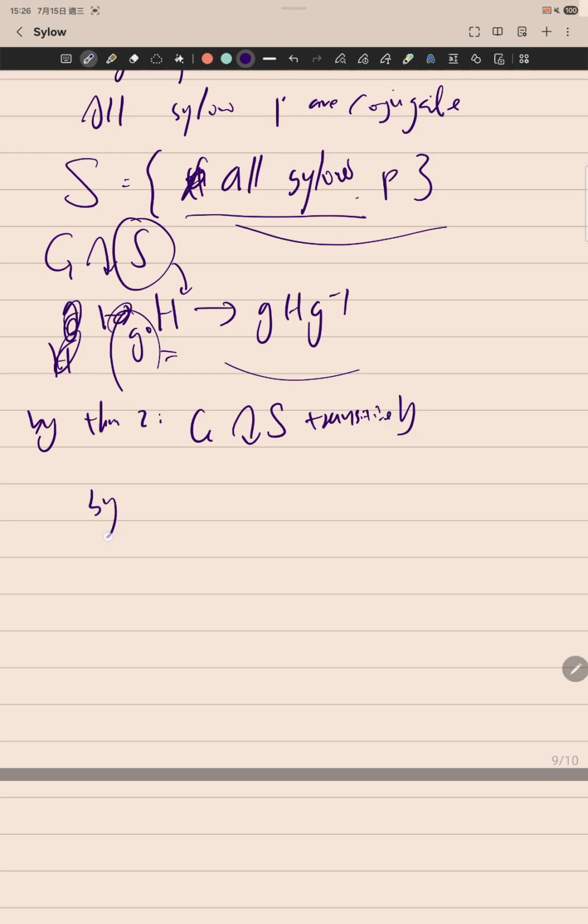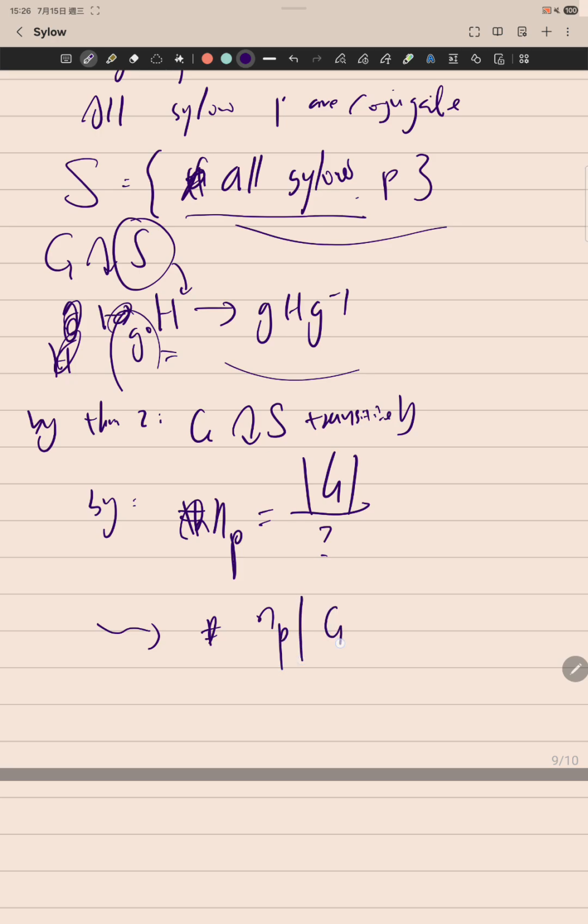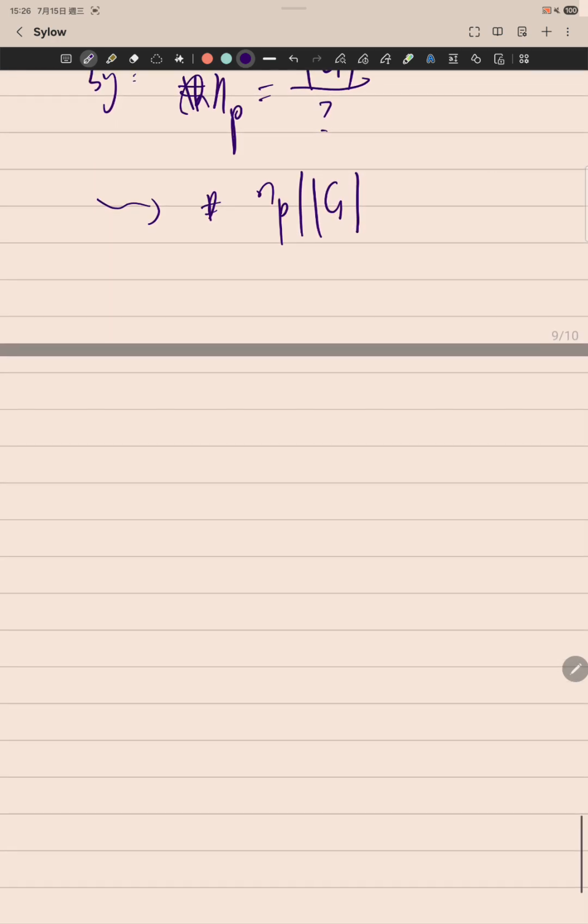So by the counting lemma, the size of S, the number of Sylow groups, will be the order of G divided by something, since there's only one orbit. So this proves that n_p is a factor of the order of G.